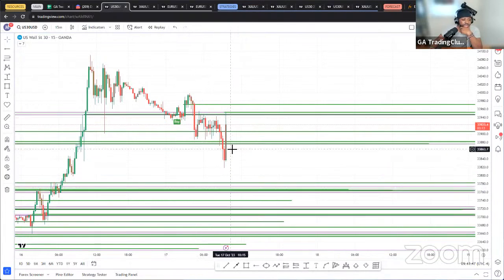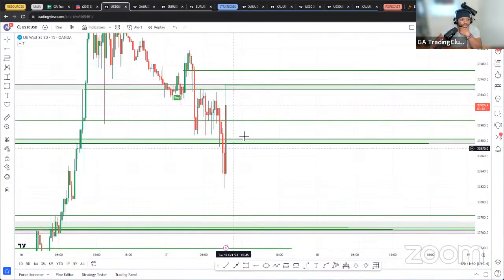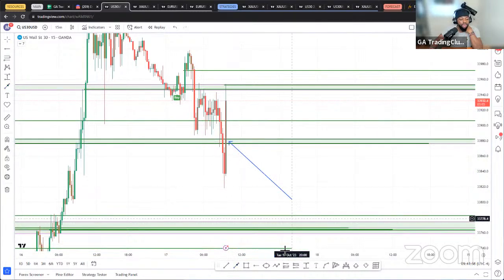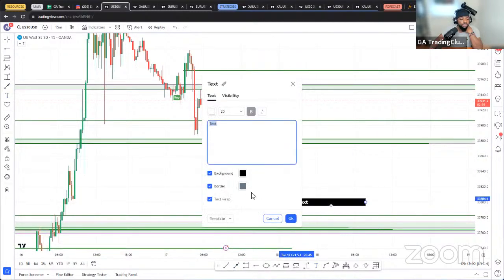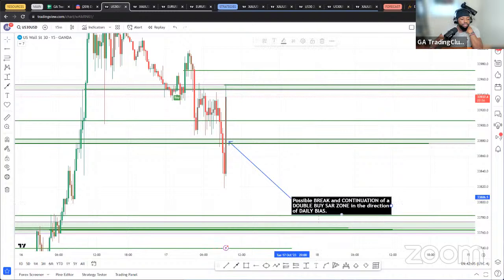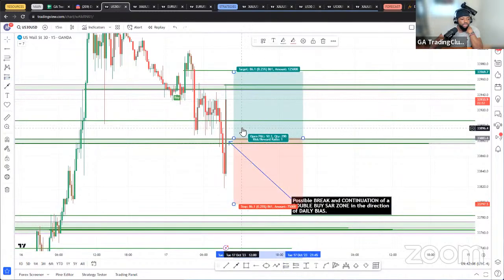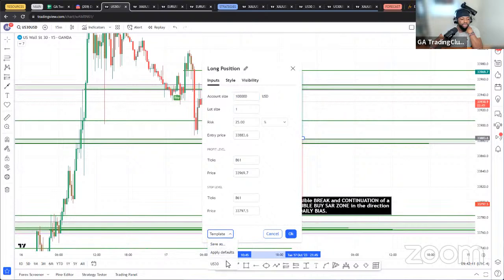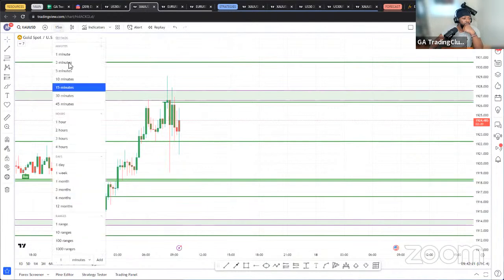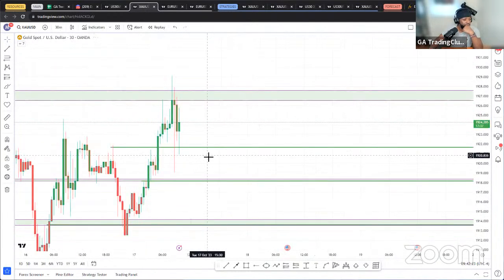So here for US 30, we have a double SAR. This is the 15-minute time frame. This would be a break and continuation. So again, for this trade, we would have to wait for another 15-minute candle. So this is a possible break and continuation for buy. Again for this one, it's still not validated. Even the break candle has not validated, but that's a possible trade in the next 17 minutes. Gold, there's nothing on the 15-minute, nothing on the 30-minute.